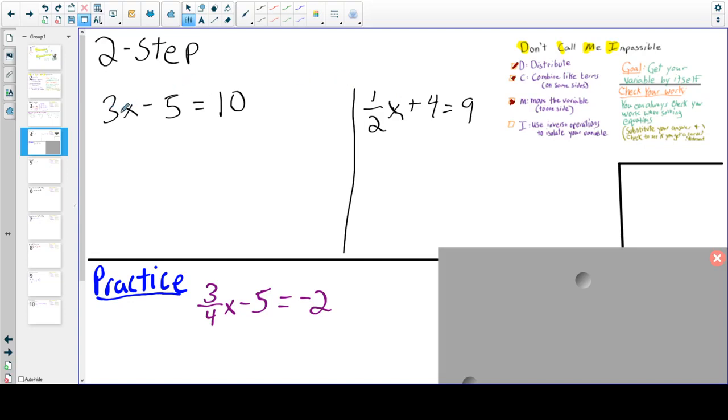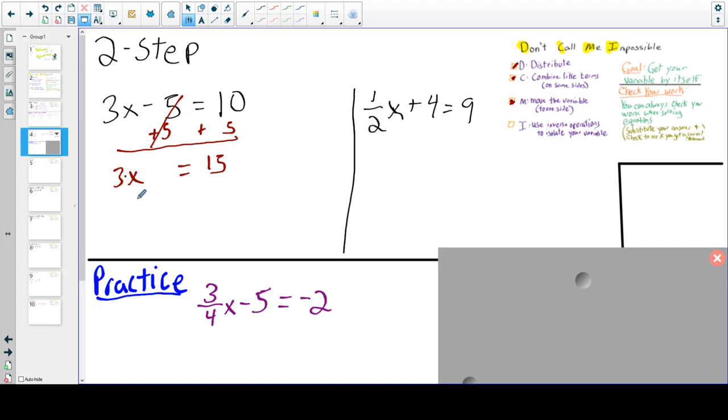So here's my x. I've got to get this negative 5 and 3 to the other side. The opposite of subtracting 5 is adding 5. So I'm going to add 5 to both sides. Again, you want to try to be neat and organized. I'm going to bring everything down. So 3x. Negative 5 plus 5 is 0, so that goes away. And 10 plus 5 is 15. I'm going to solve for x.